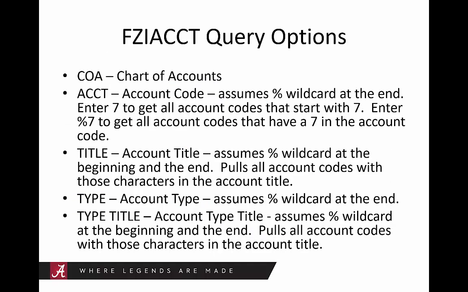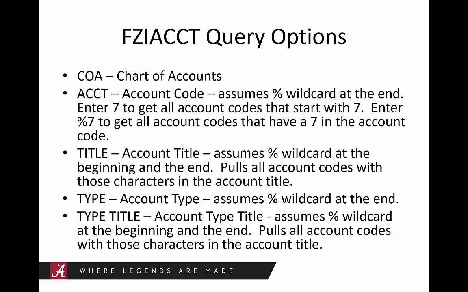The account code search has the following query options. COA for Chart of Accounts. ACCT is account code. It assumes a % wildcard at the end. So enter a 7 to get all account codes that start with 7. Enter %7 to get all account codes that have a 7 in the account code.